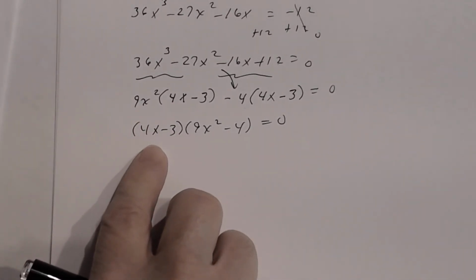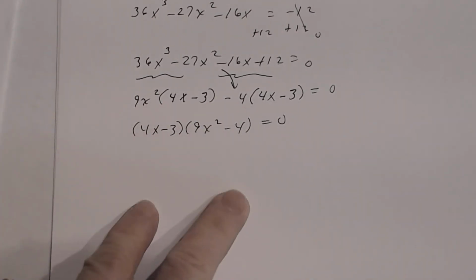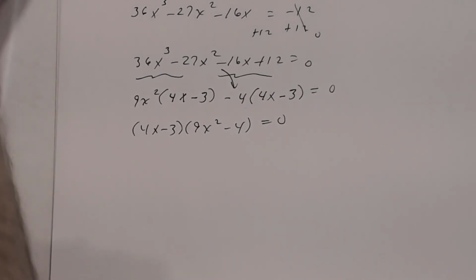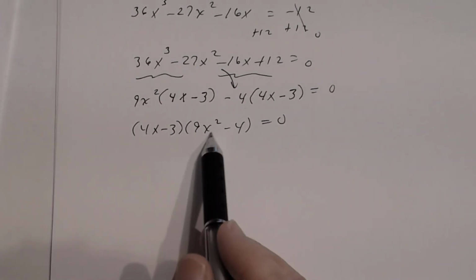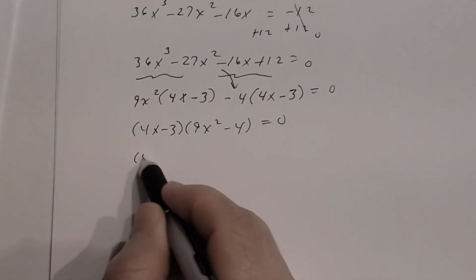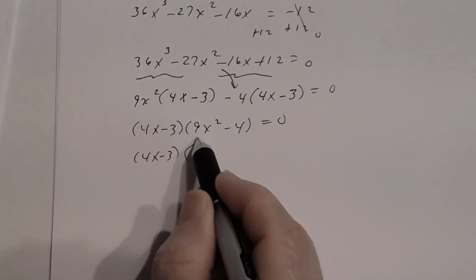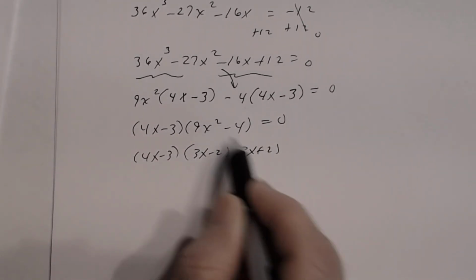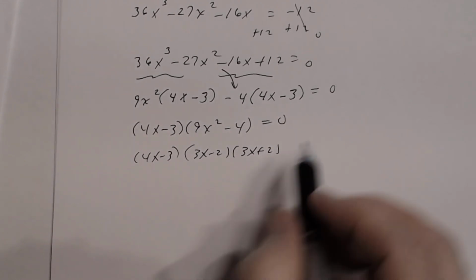Remember, every problem we've done, we ended up with linear factors, except for the one that was the sum of two squares. All right, so this right here, though, is the difference of two squares. So I can factor that further. So I get 4x minus 3 times, and then this would be 3x minus 2 times 3x plus 2, because that's the difference of two squares. And that's equal to 0.